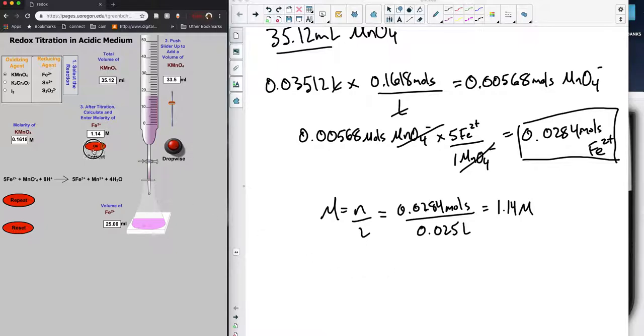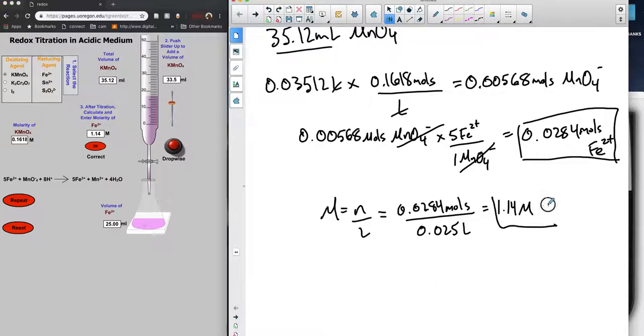Now, for your homework, I would love it if you could do the simulation and actually put your answer in here, click OK, and you'll notice that you're correct, right? So this actually has a built-in check system. So if you can get the number of milliliters, do your calculations, and then put your molarity final calculation in there, you'll notice that you did it right or not.